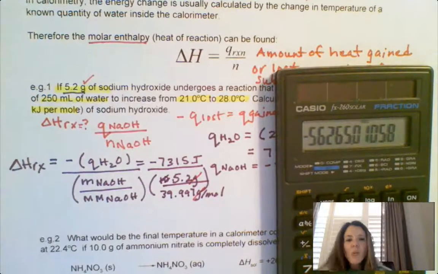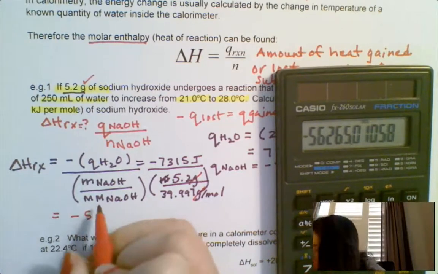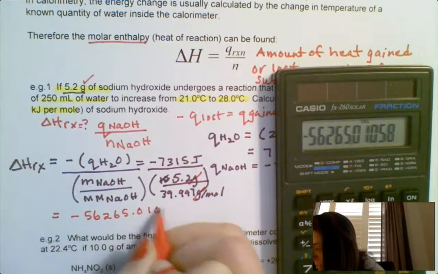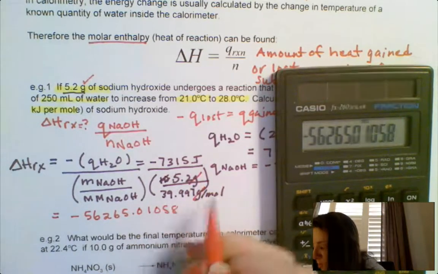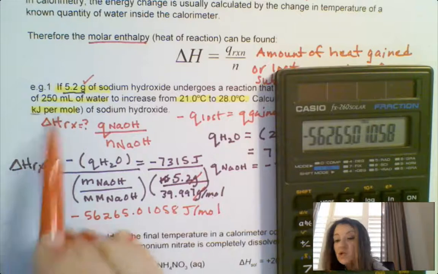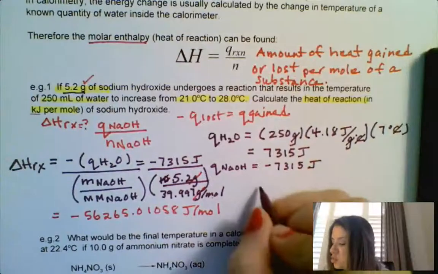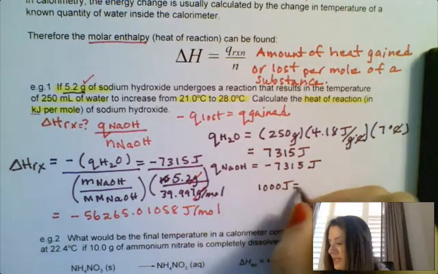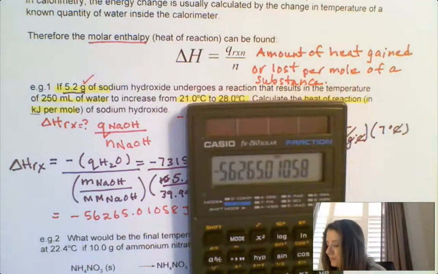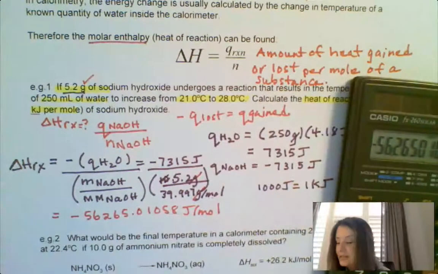Now, this is a really big number. What would my units be right now? Well, my units, let's write this down, negative 56,265.01058. That would be joules per mole. The question is asking us to report our answer in kilojoules per mole. What you need to know is that 1,000 joules is equal to 1 kilojoule. You're going to divide this by 1,000. And that just means that you are going to move your decimal place 3 spots to the left.